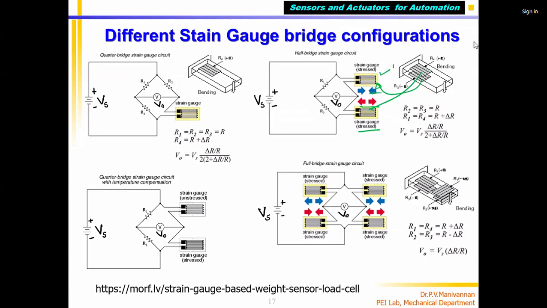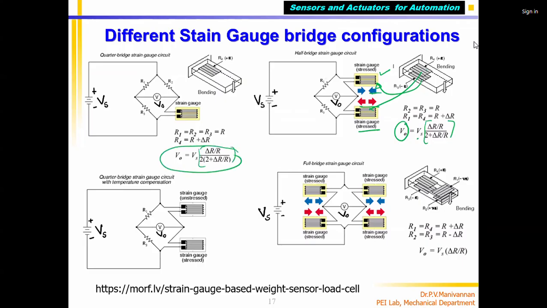So this is called a half bridge. Now the output sensitivity for the same amount of force, the amount of voltage V0, will be double. Note down this formula. Correct? The formula is Vs, the supply bridge voltage, multiplied by delta R by R divided by 2 plus delta R by R. You can see this formula here or this one.